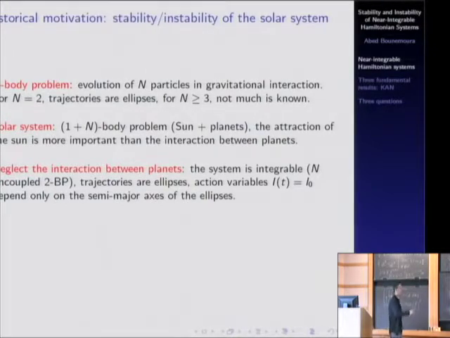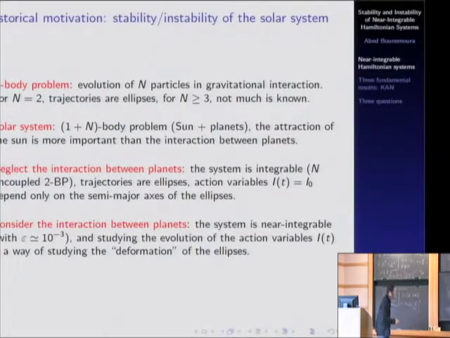I can write my system in angle-action coordinates, as I explained in the beginning. And in this case, the action variables stay constant, and they depend only on the semi-major axis of the ellipse. Since in this approximation, the Kepler approximation, trajectories are ellipses, of course this stays constant. So that's the meaning of the action variables in this case.